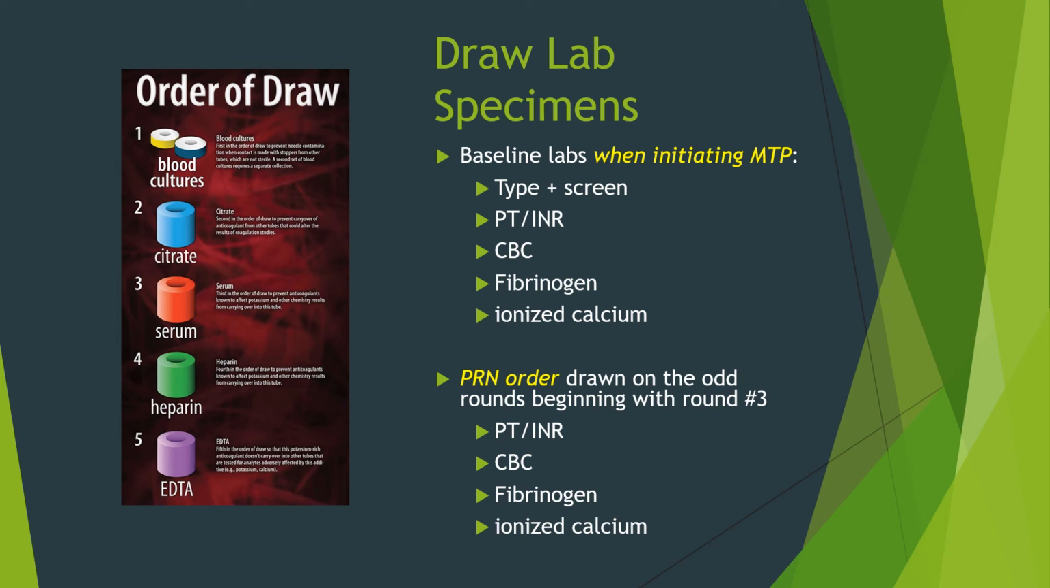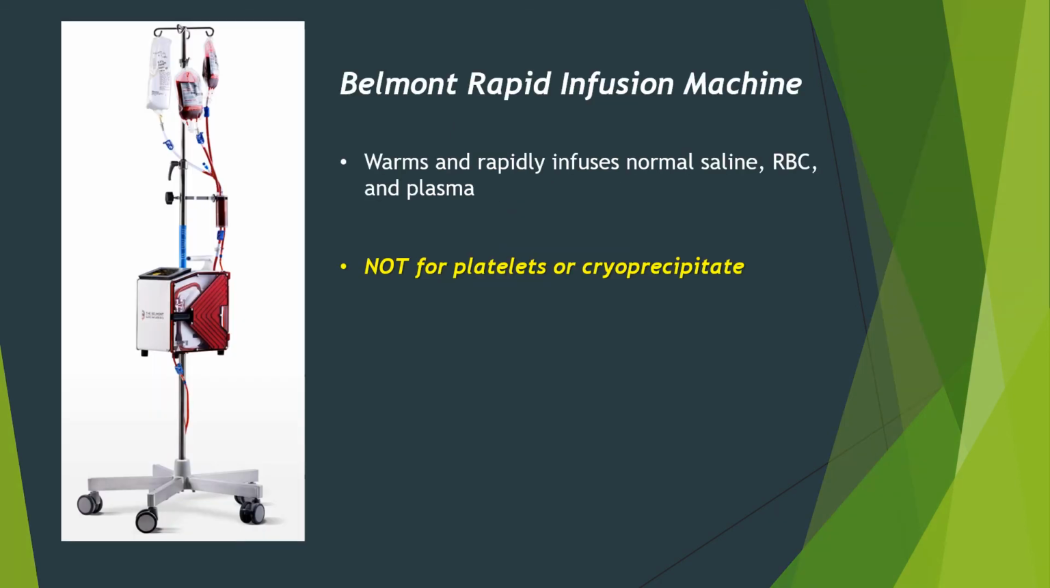The PRN orders are drawn beginning with round 3 on the odd rounds. They include PT-INR, CBC, fibrinogen, and ionized calcium. This is an image of the Belmont Rapid Infusion machine that we use at the University of Vermont Medical Center. It's actually quite simple to set up.